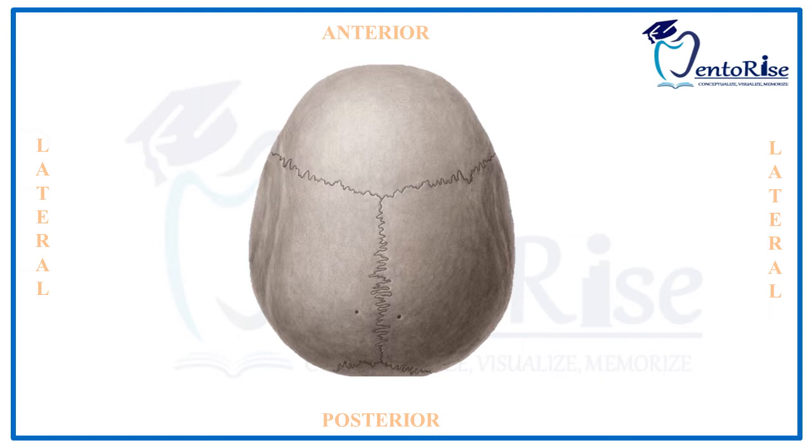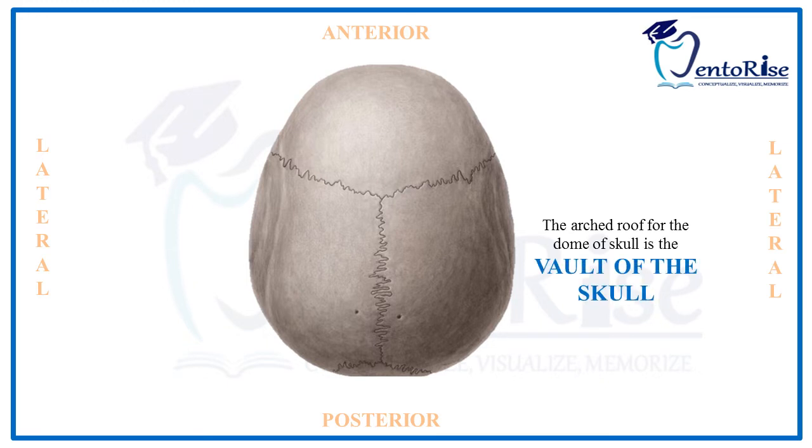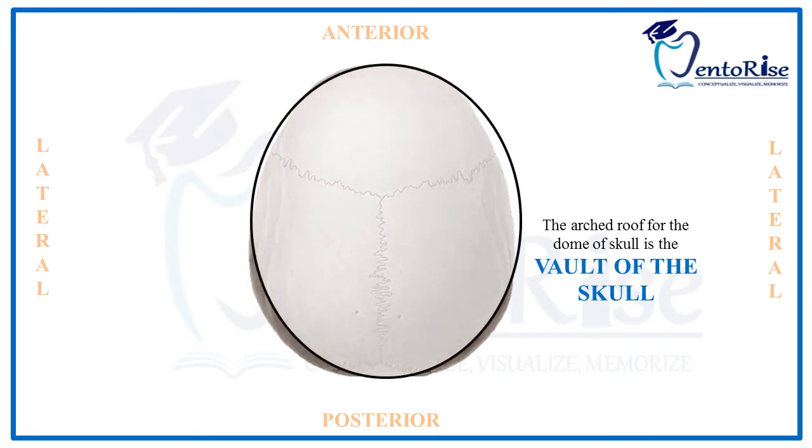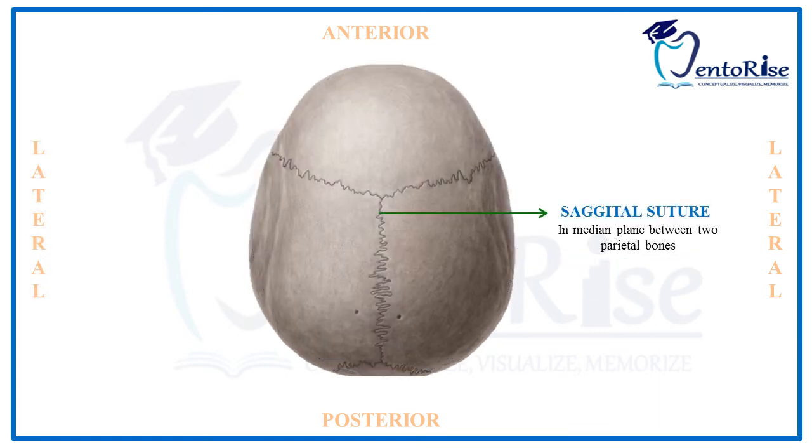There are certain small points also which need to be remembered while describing this aspect. Therefore, the first point is the arched roof or dome of the skull is called the vault of the skull and is represented in the figure with the help of a white circle. Number 2. The suture which is present in the median plane between the two parietal bones is the sagittal suture. The highest point on this sagittal suture is called the vertex.